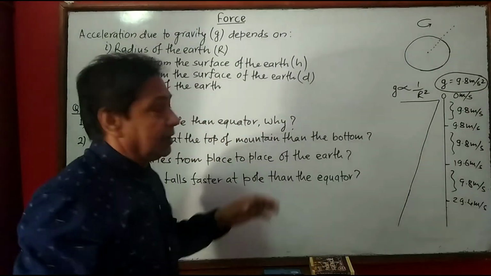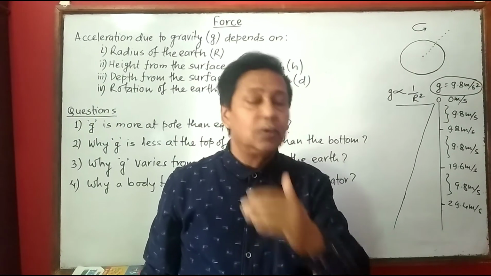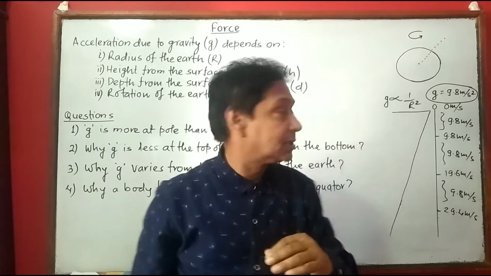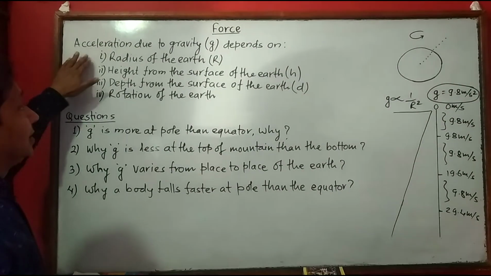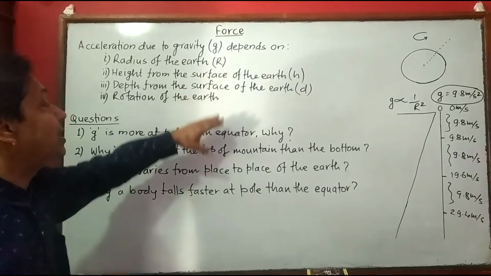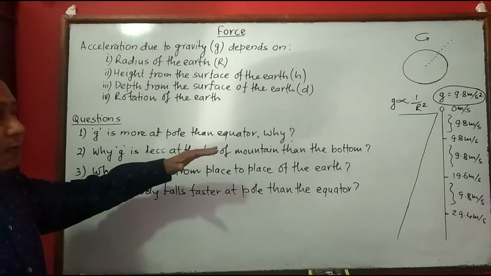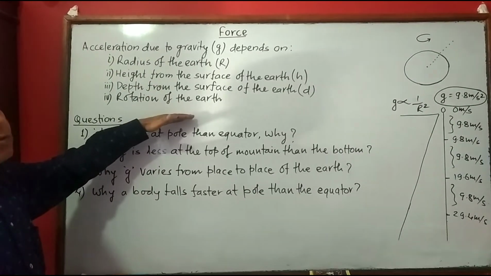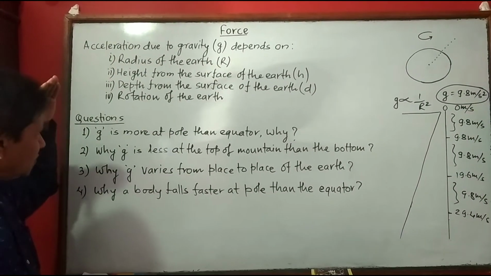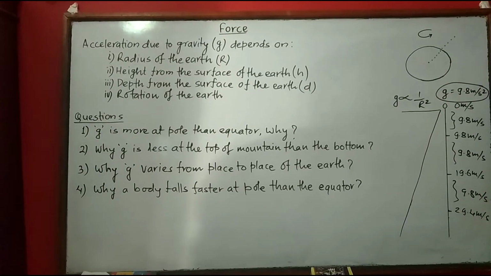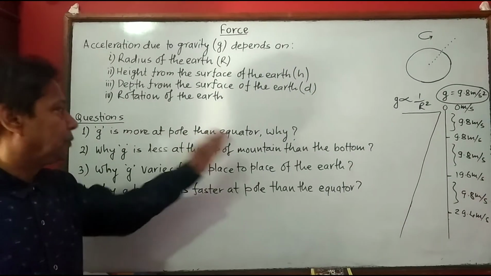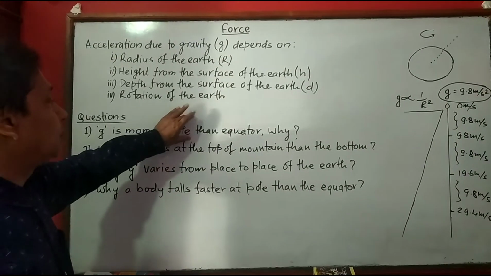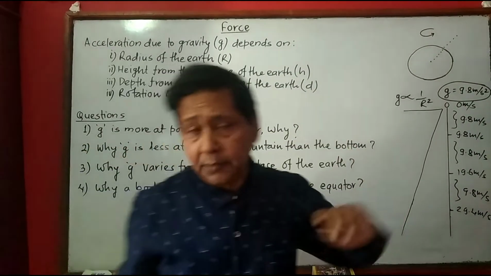Okay, now I want to bring you to the main point, which is focused on our syllabus. In our syllabus, look at this, radius of the earth. There are many questions related to radius of the earth. I mean to say acceleration due to gravity is related to radius of the earth. Now, first question. G is more at pole than equator. Why? This may be an important question in examination.